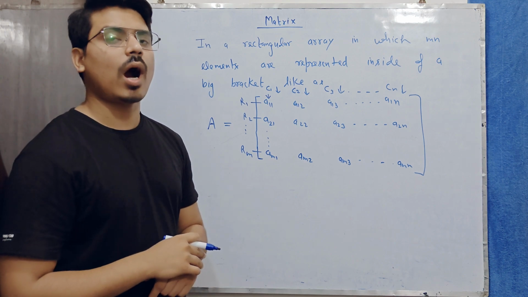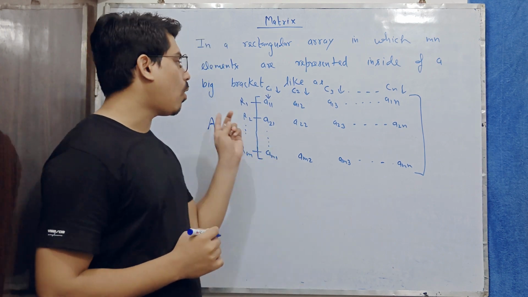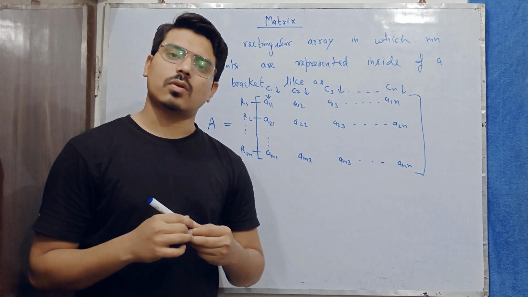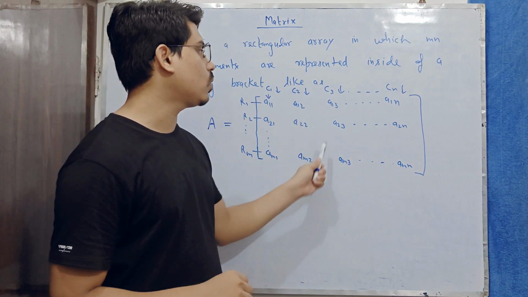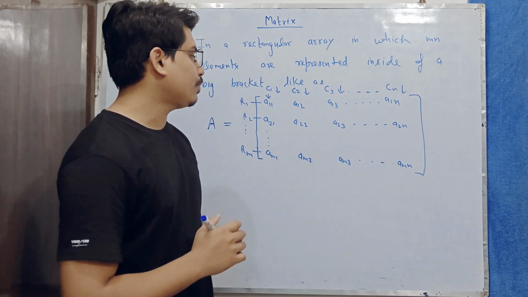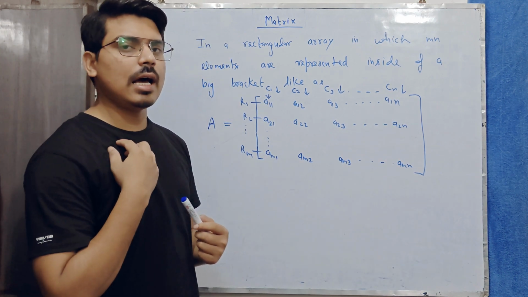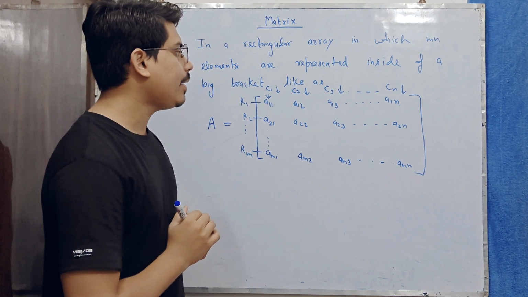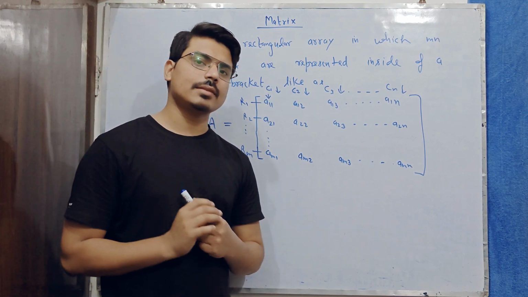Now I define what are the rows and columns. The horizontal lines in this rectangular array are known as rows, and the vertical lines are known as columns. So this is the representation of a matrix.